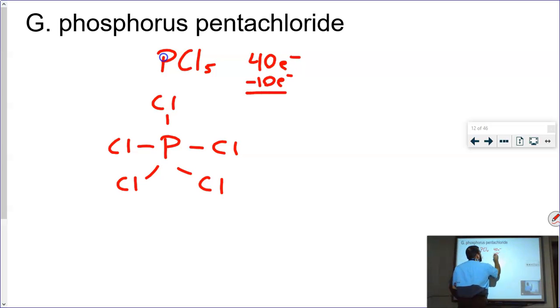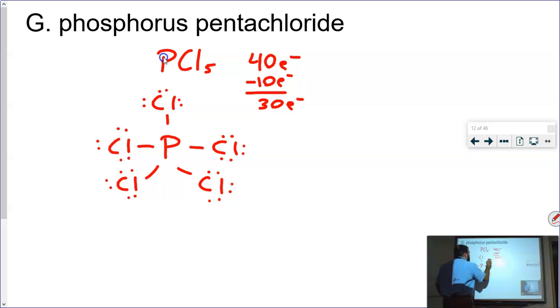That required 10 electrons to make those 5 bonds. I have 30 left. There we go. They're all gone. I got nothing. Check your formal charges. Hey, spoiler alert, they're all good. They're all going to be 0. Now, this is the Lewis diagram.